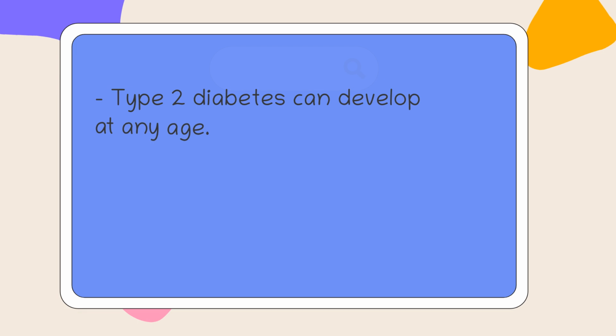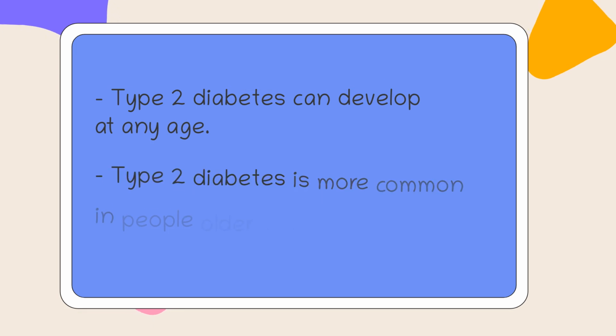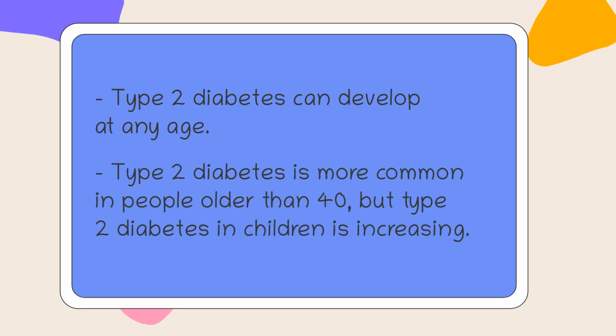Type 2 diabetes can develop at any age. Type 2 diabetes is more common in people older than 40, but type 2 diabetes in children is increasing.